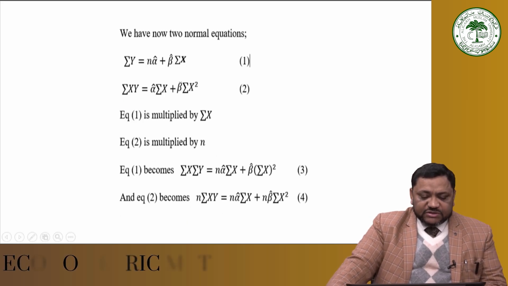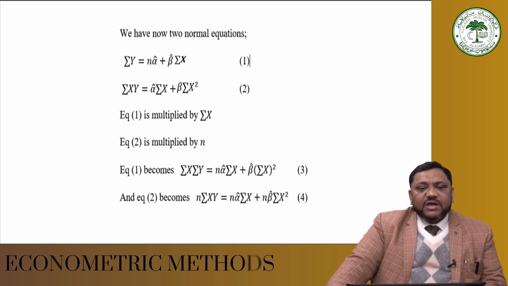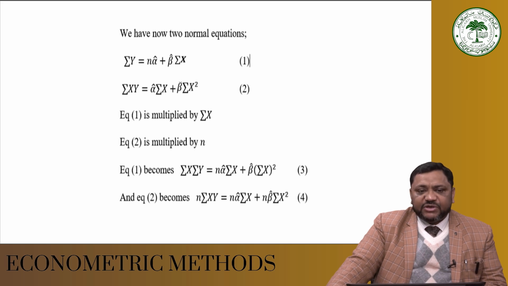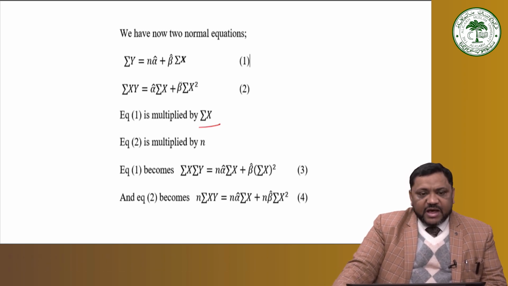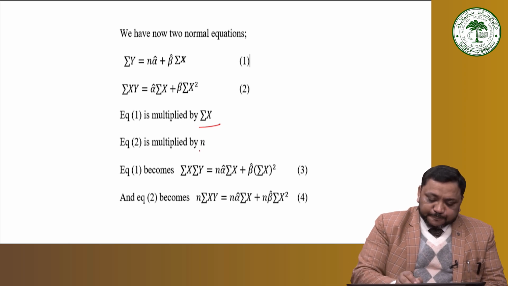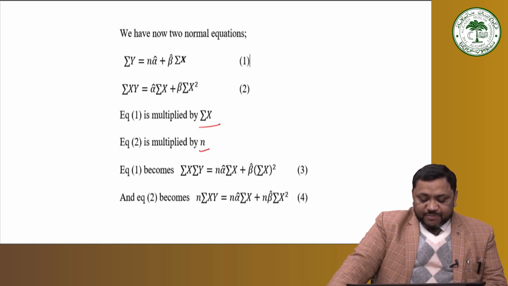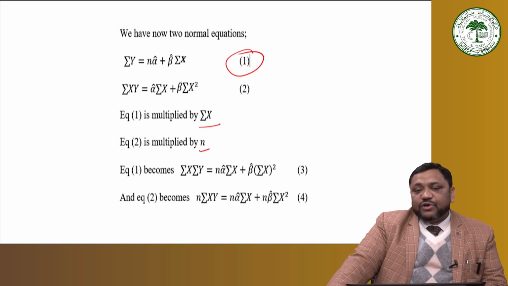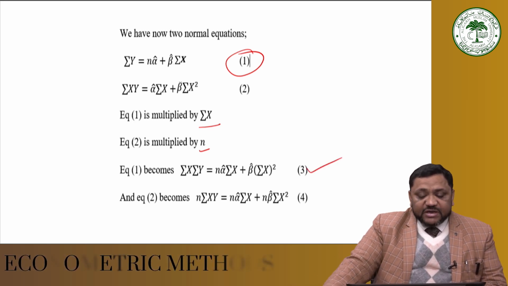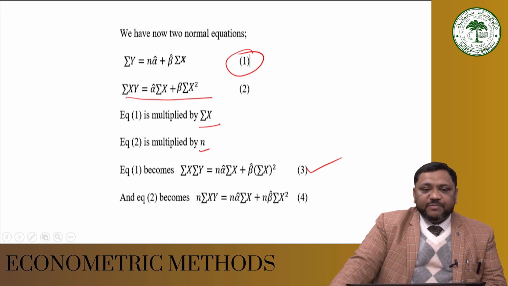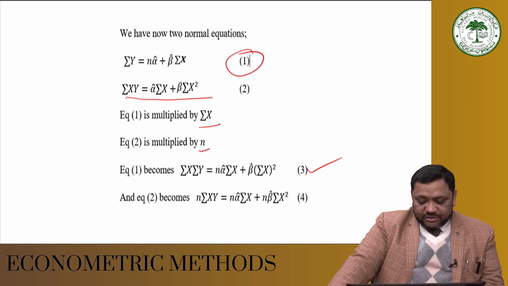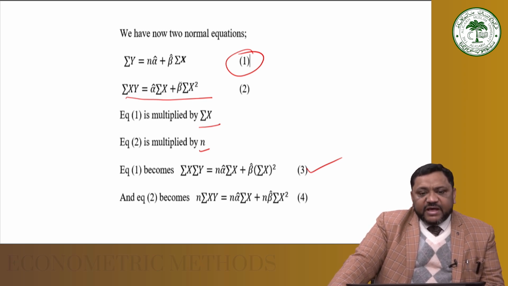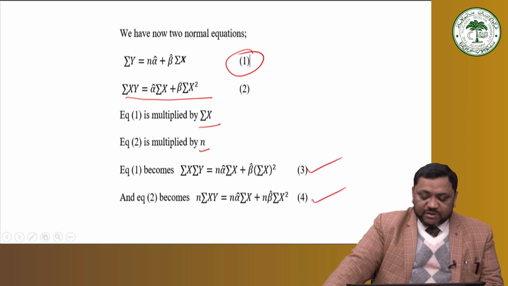So we have the two normal equations: summation y is equal to n alpha hat plus beta hat summation x, and the second one, summation xy is equal to alpha hat summation x plus beta hat summation x square. Now the first equation we multiply by summation x and the second equation we multiply by n. When we multiply equation 1 by summation x, it becomes summation x summation y is equal to n alpha hat summation x plus beta hat summation x summation x... this we can say is equation 3. Similarly, the second equation we multiply by n. So it becomes n summation xy is equal to n alpha hat summation x plus n beta hat summation x square. So this becomes our fourth equation.